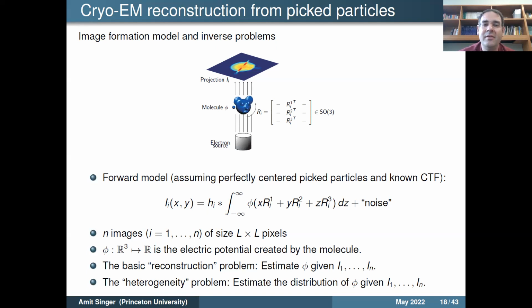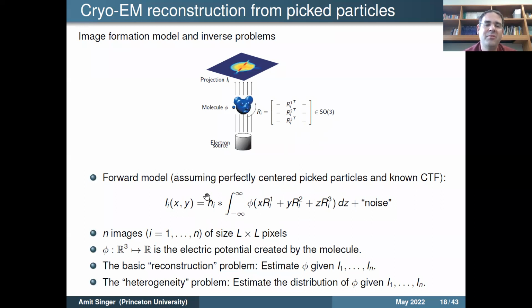And the data that we obtain are noisy tomographic projection images. Every projection image is obtained by basically integrating the density, say in the direction of the beaming electron, say in the z direction, after the molecule has been randomly rotated. So there is some element of the rotation group SO3, and you rotate phi, and then integrate in the z direction. That would be a tomographic projection image.